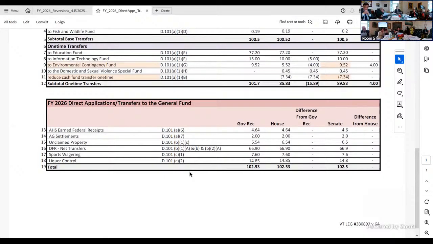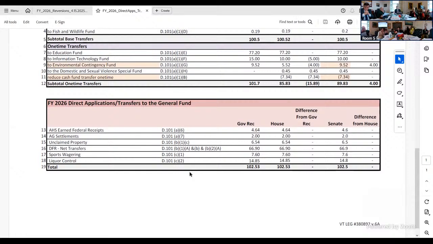So there are a couple lines of the DFR transfers. This is the sum of all of those. Leave it at that. Sports wagering, similar.